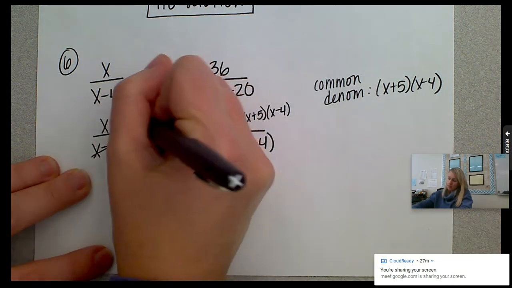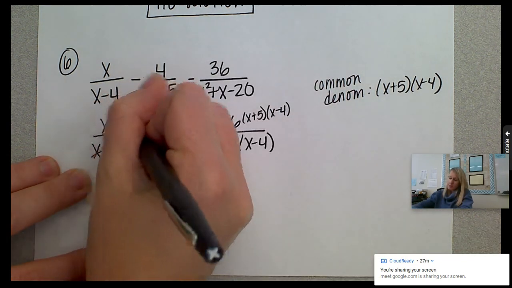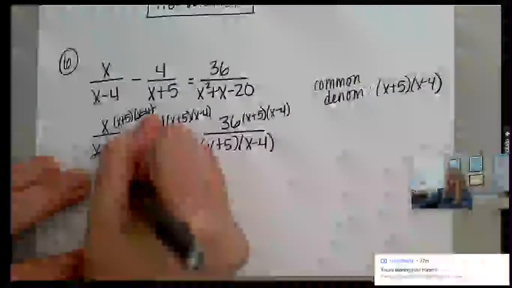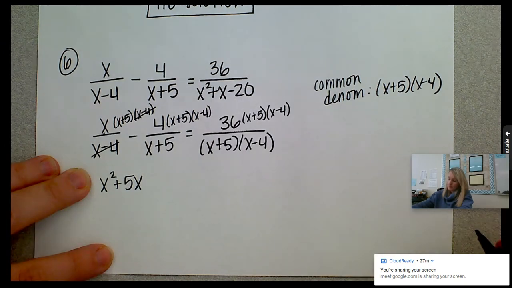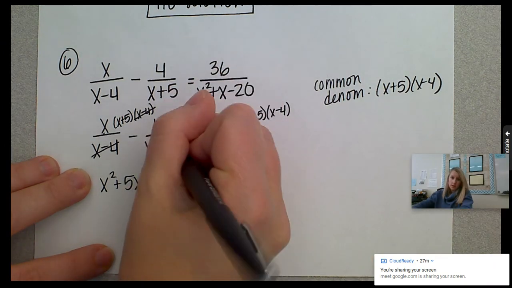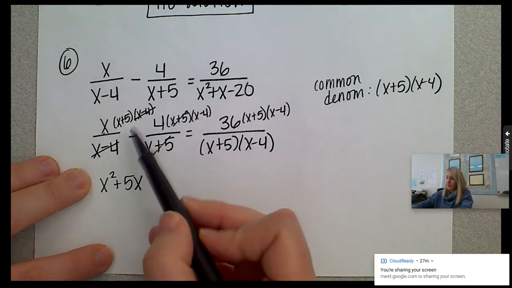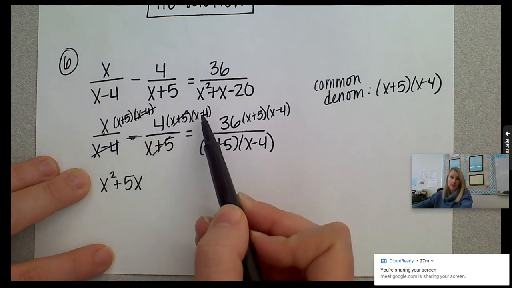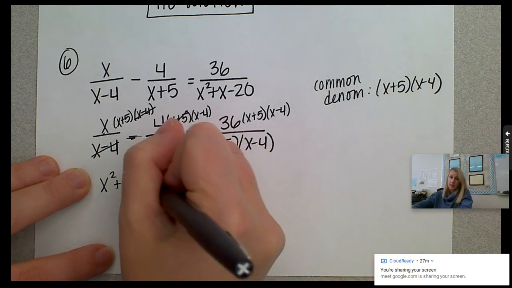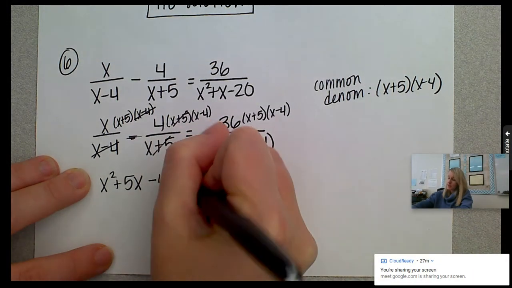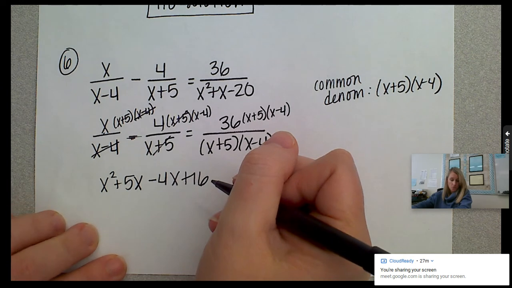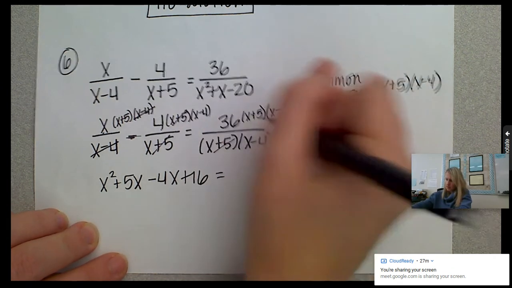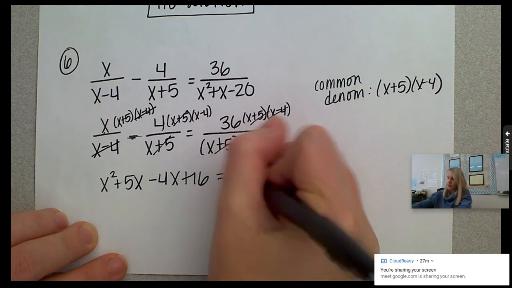Here the x minus 4's cancel, and I get x times x plus 5, which I'm going to distribute into, and that will give me x squared plus 5x. Here the x plus 5 cancels. Just be careful once again because that's a minus 4, so I always kind of think of it as distributing negative 4 into this set of parentheses, and that's going to give me minus 4x plus 16. And then on this side, this cancels, that cancels, and you're just left with 36.